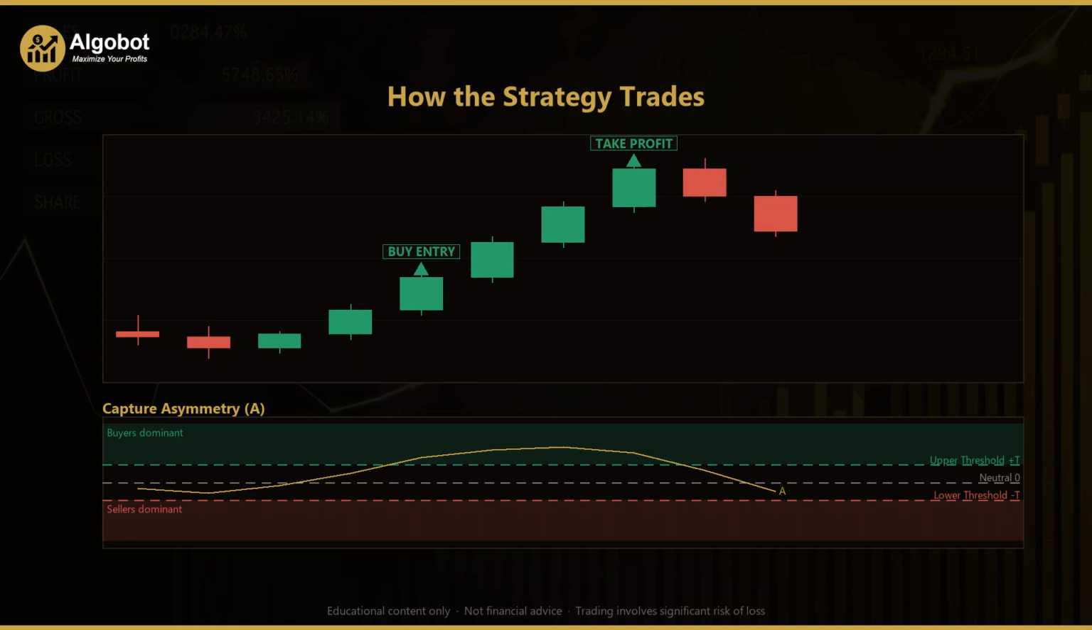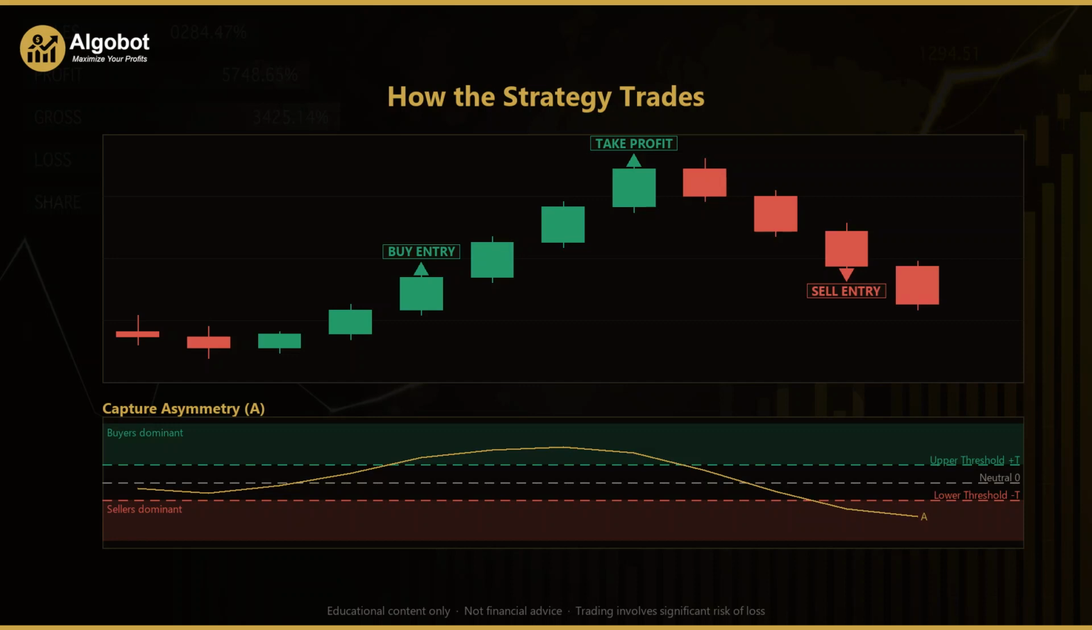Follow the fifth, sixth, and seventh candles. Price keeps stepping higher, each close above the last, while the asymmetry line stays comfortably in positive territory. This is the continuation the strategy was counting on. On the seventh candle, price reaches the take profit target, and the long position closes for a gain in this illustration. Notice we never spoke a specific price there, because the entry and the target are structural levels on the chart, not printed numbers.